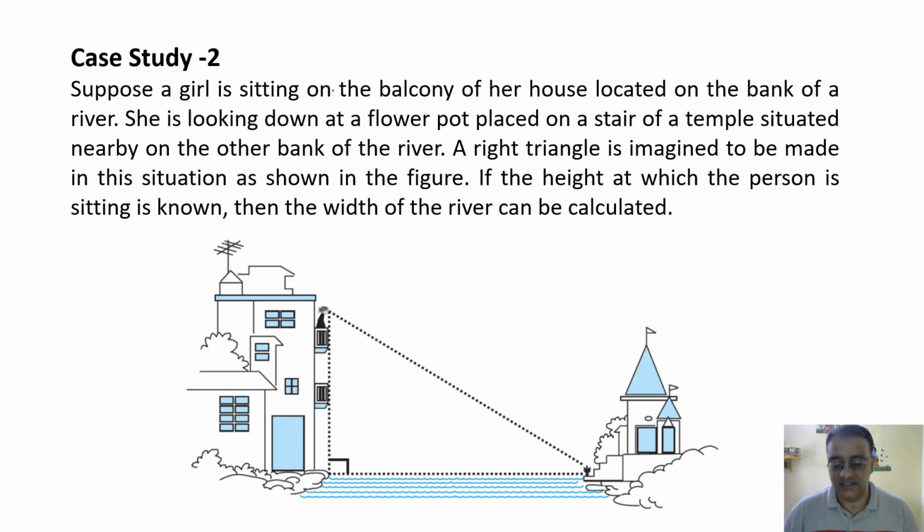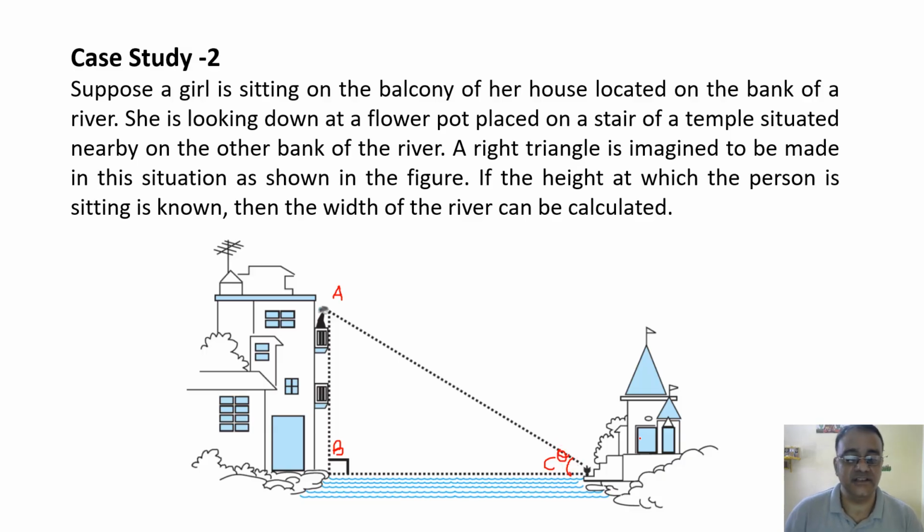Suppose a girl is sitting on the balcony of her house located on the bank of a river. She is looking down at a flower pot placed on a stair of a temple situated nearby on the other bank of the river. A right triangle is imagined to be made in this situation as shown in the figure. If the height at which the person is sitting is known, then the width of the river can be calculated. So this is A, this point is B, and this is C, and this angle is theta.